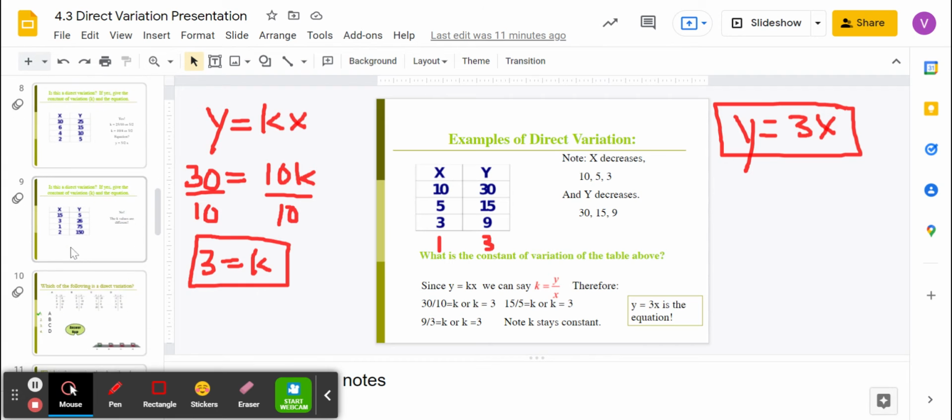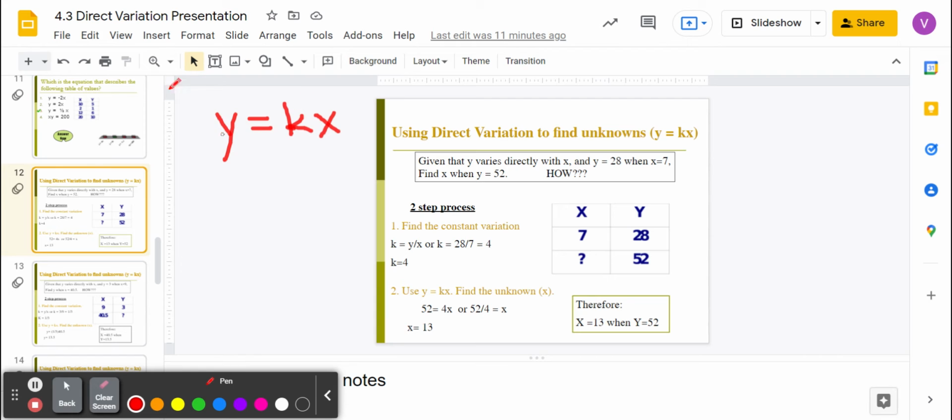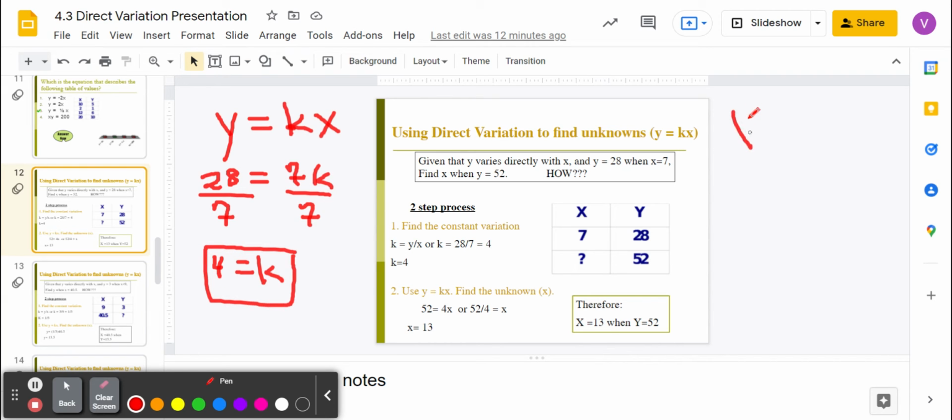Now, if you have the equation and you're able to find the constant of variation, and there's a missing value, like a missing x in this equation, you're able to solve. We start with y = k times x and plug in what we have. y is 28, x is 7, and we need to find the constant of variation. Again, it's a one-step equation: divide both sides by 7. 4 = k, your constant of variation. The equation is y = 4 times x. Whatever x is, you multiply it by 4 to get your y.